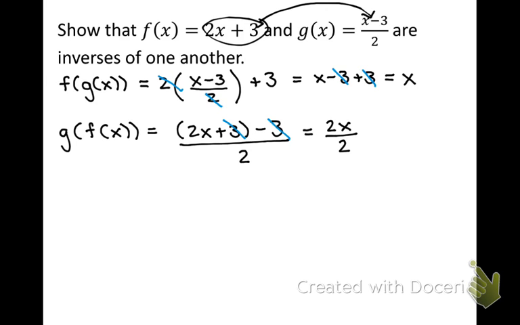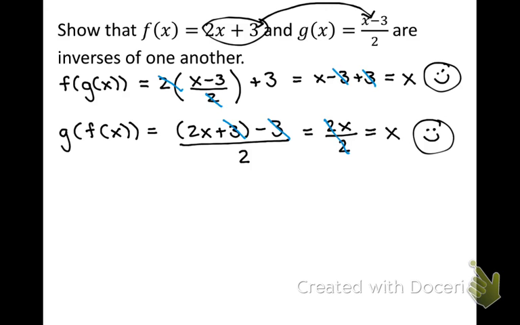And what's going to happen with those 2's? They're also going to reduce, and we are just left with x. How cool. So we have just showed that because f of g of x equals x and g of f of x equals x, these two functions are inverses of one another.